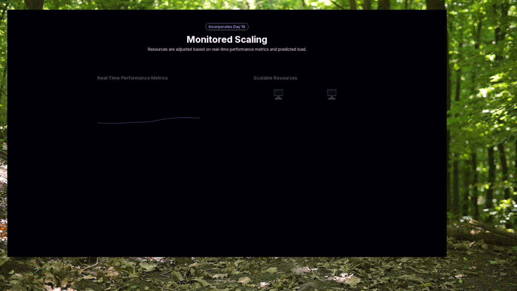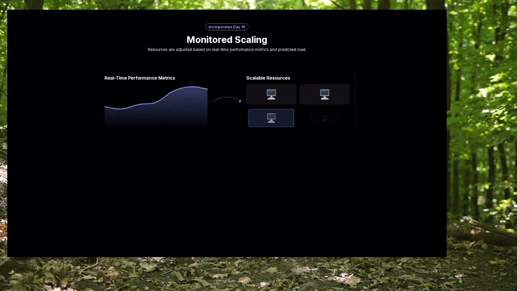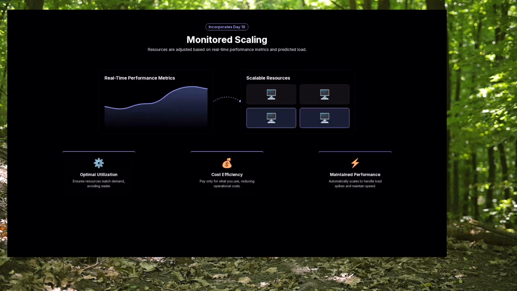It also incorporates Day 16 scalability principles, allowing for monitored scaling where resources are adjusted based on real-time performance metrics and predicted load. This ensures optimal resource utilization and cost efficiency while maintaining performance.